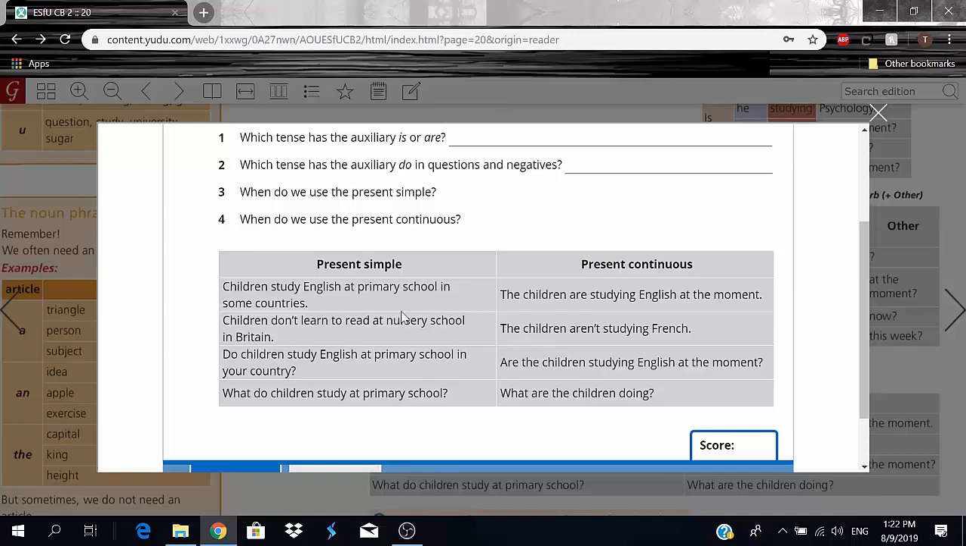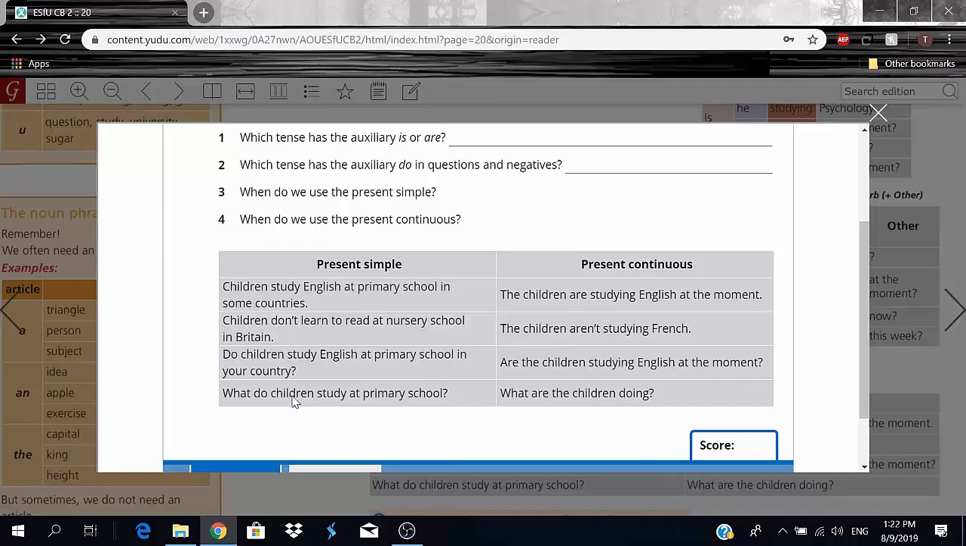Children don't learn to read at nursery school in Britain. Present continuous, the children aren't studying French. Present simple, do children study English at primary school in your country? Present continuous, are the children studying English at the moment?